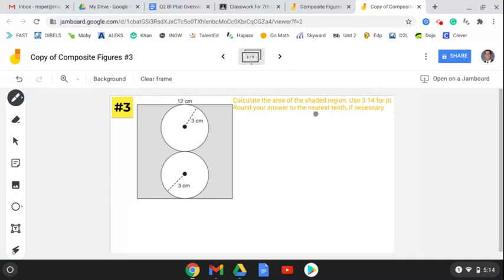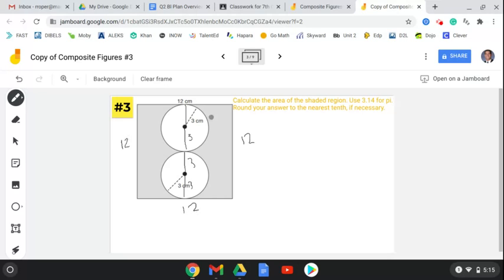Number 3, calculate the area of the shaded region. Okay, so I have 2 circles inside of what appears to be a square. Okay, now you have to figure out if it is. Let's figure out if it is or not. Well, let's say from here to here, we know that's 3. So from here to here is 3. From here to here is 3, and from here to here is 3. So it looks like if I go from the top of the shape to the bottom of the shape, I have gone 12. So yes, it does appear to be a 12 by 12. So it does appear to be a square.